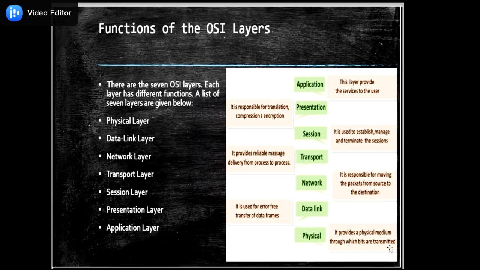Then the data link layer, it is used for the error-free transfer of data. The network layer is responsible for moving the packet from source to destination. Then the transport layer provides reliable message delivery from process to process. The session layer is used to establish, manage and terminate sessions. Then the presentation layer is responsible for translation, compression and encryption. The application layer provides services to the user.